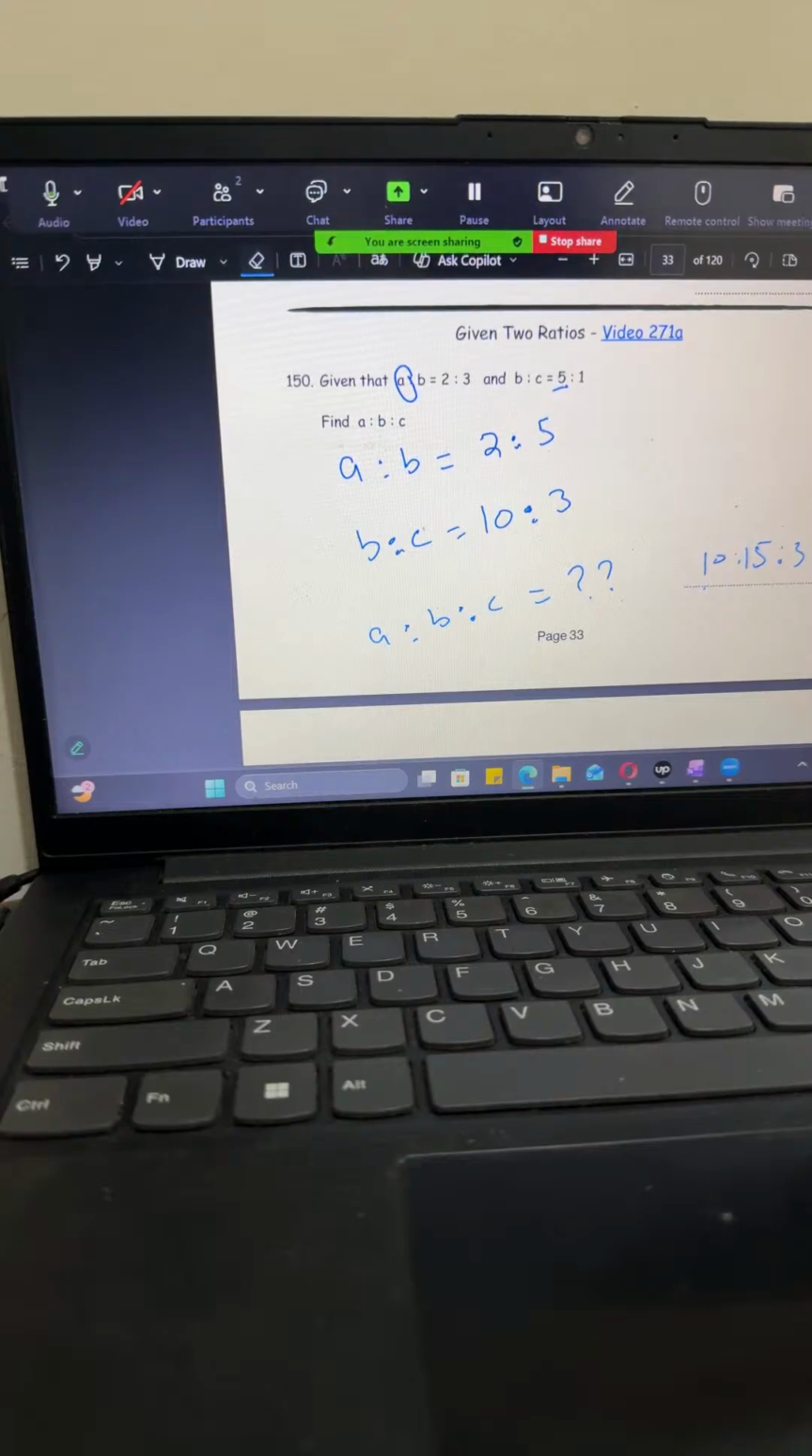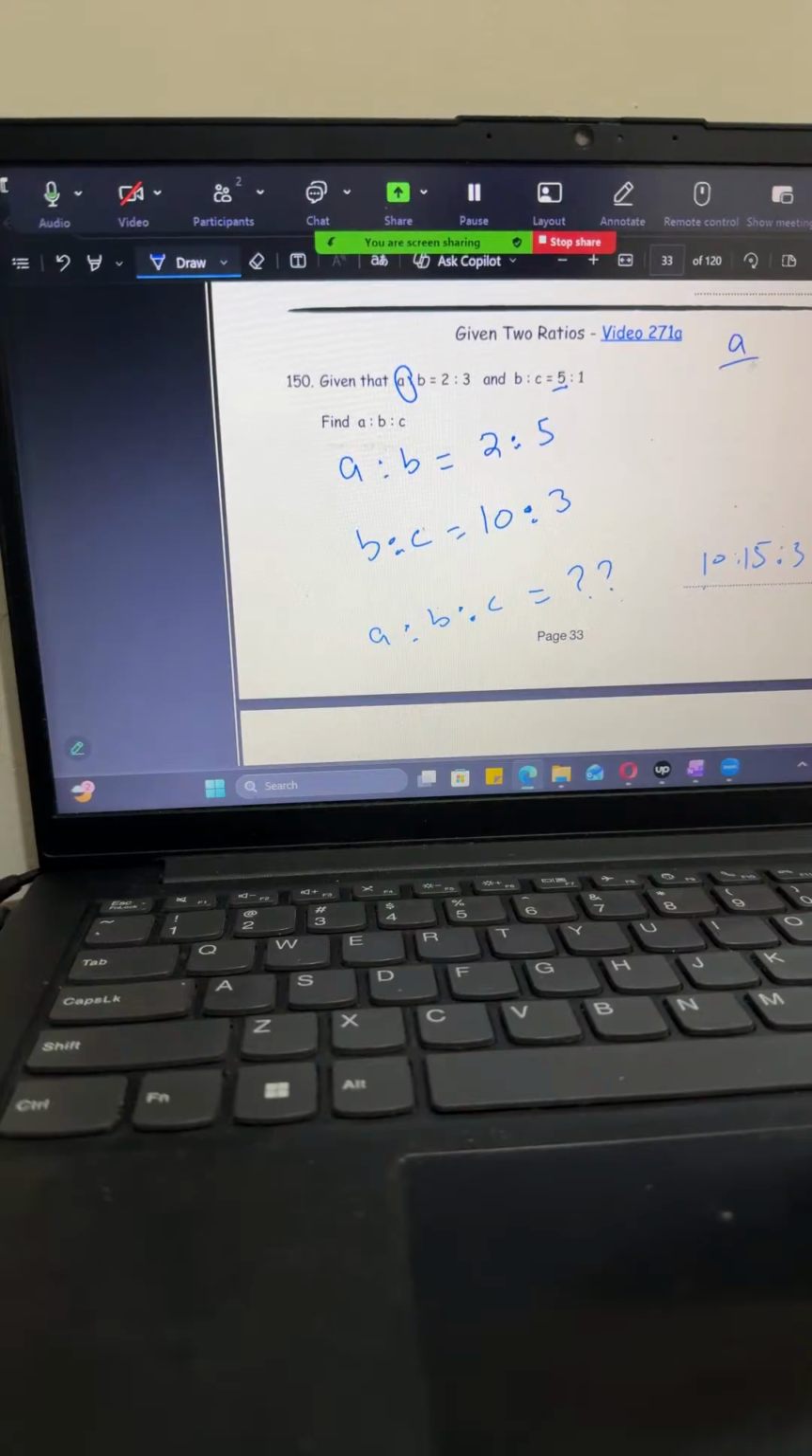So what is your thought process about this one? So if A to B is 2 to 5, and B to C is 10 to 3, I forgot what to do. Okay. So see here, you have to find A when B is 10, right? You need to find C when A is 2. You can do both ways, but let's find A when B is 10.